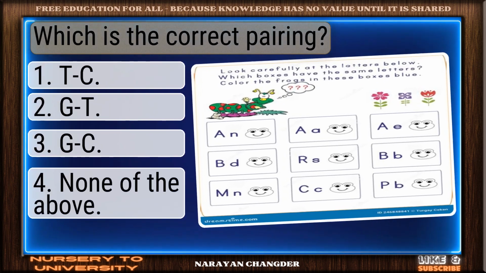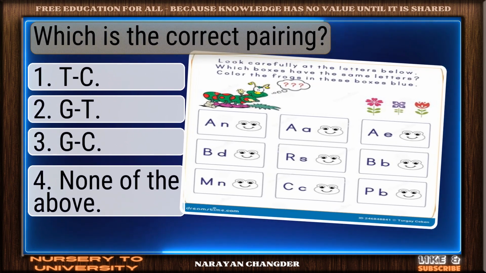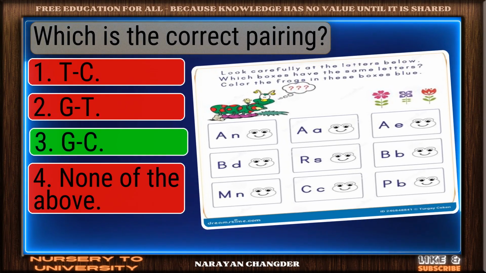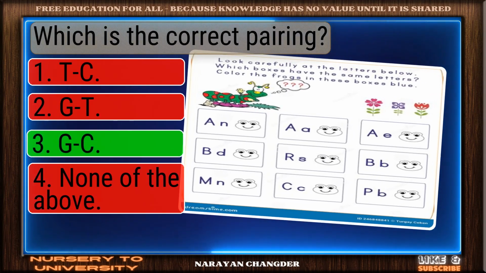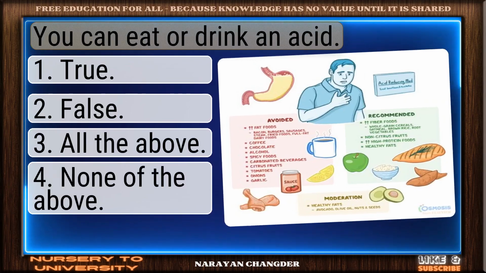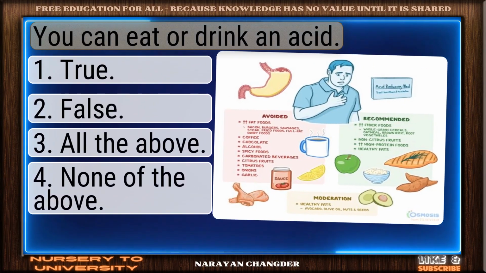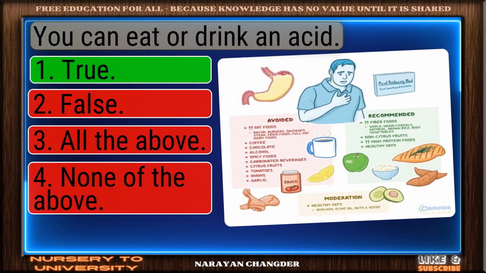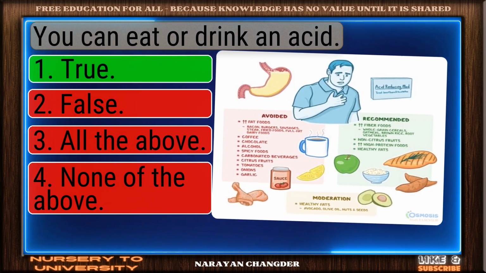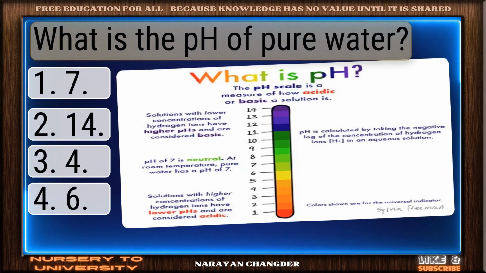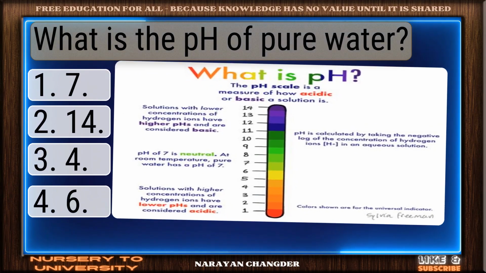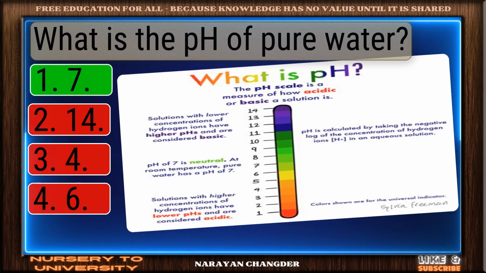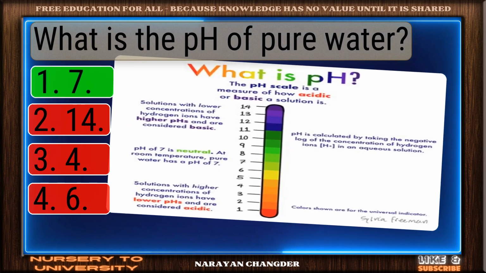Question number 157. Which is the correct pairing? Correct response. GC is the most accurate answer. Question number 158. You can eat or drink an acid. You're right. True is the correct answer. Question number 159. What is the pH of pure water? Right again. 7 is a valid answer.